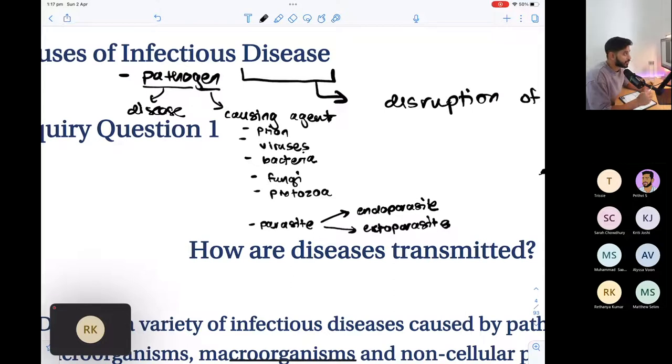Prions are not even living organisms. That's why we're using the word agent and not organism when we define the word pathogen. Pathogens are disease-causing agents, not disease-causing organisms. Organisms implies it's alive. Some of these you see in this list are not even alive. They have no sentience. They just cause havoc to the human body. Prions, one of the nastiest diseases. Very, very, very rare. But the kinds of diseases they cause are extremely devastating.